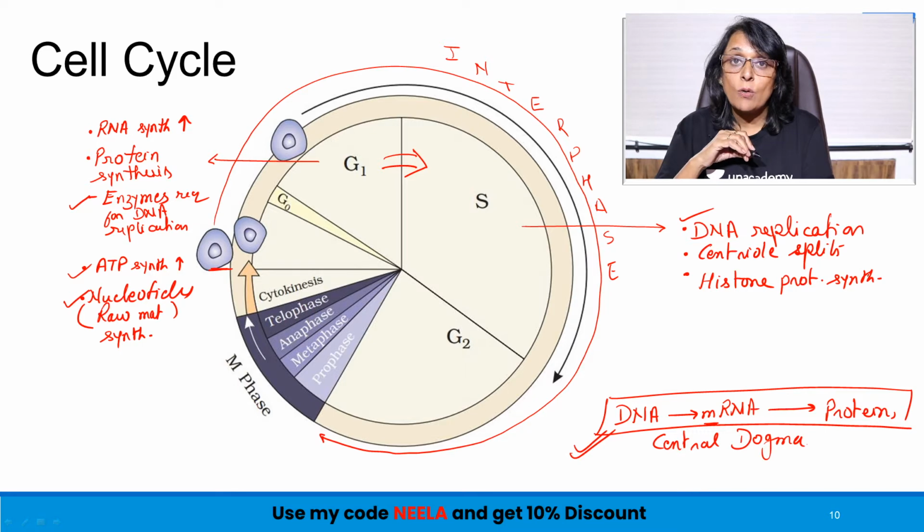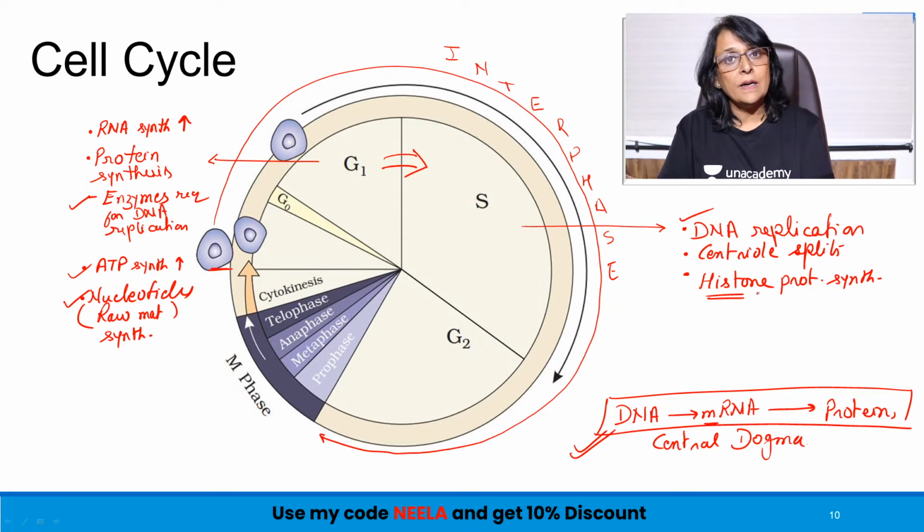And where is this DNA coiled? It is coiled around histone protein. So if you are making new DNA, you have to make arrangements so that the DNA can be accommodated in the nucleus, and for that this histone protein is synthesized. So whatever was done in G1 has been used up here. Enzymes, ATP, raw material, everything. So S phase, mainly three things: DNA replicates, centriole splits, and histone proteins are synthesized so that the newly formed DNA can coil around it.